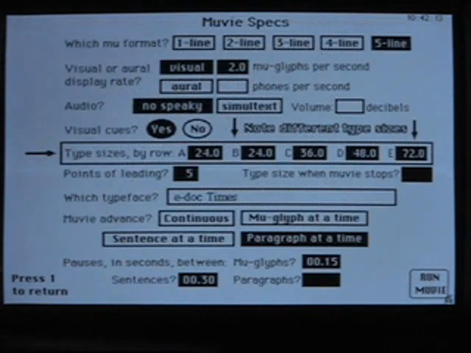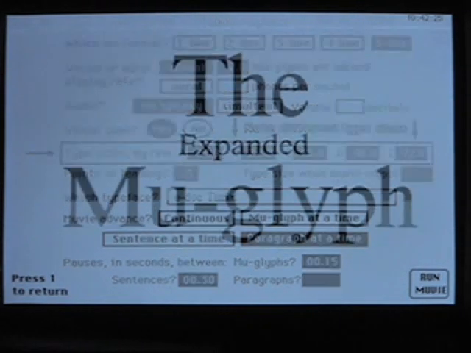As this panel shows, you are about to see a 5-line movie presented at a visual display rate of 2 frames per second. Visual cues are provided and 4 type sizes are used. The title is The Expanded Muglyph.